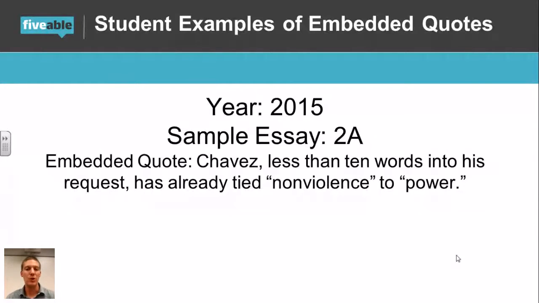But by quoting those words, yeah, you're citing the text, you're quoting it, but you're still making sure, yeah, I'm getting it from Chavez, those are his words, but I'm in control of the writing. This is checking all our boxes here today.